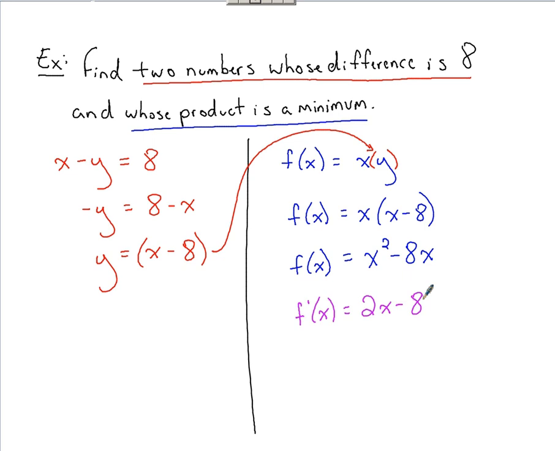In the whole grand scheme of things, when you're talking about a min and a max, what's nice on these problems is you only have to look at where the derivative equals 0. The does not exist side doesn't apply here, because this is an application. So where the derivative equals 0, derivative was 2x minus 8, set equal to 0 and solve, x is going to be 4, right? So we're trying to find two numbers whose difference is 8, whose product is a minimum. Looks like we found one of those numbers, right? X and y represented those numbers, so x we found to be 4.